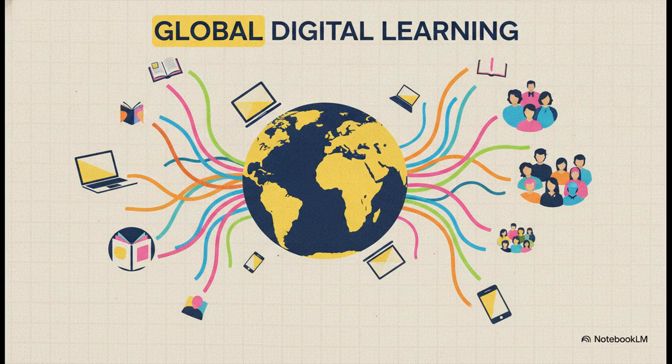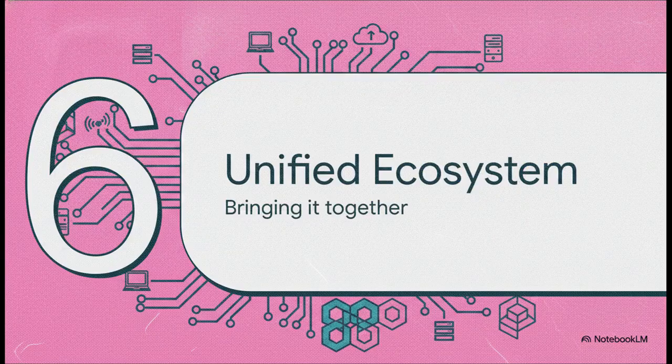They leverage the full power of ICT to let millions of people worldwide access high-quality instruction at the exact same time. This is exactly why understanding this technology is so crucial, because it directly impacts the scale and reach of human knowledge itself. And finally, Section 6, a unified digital ecosystem, bringing it all together.